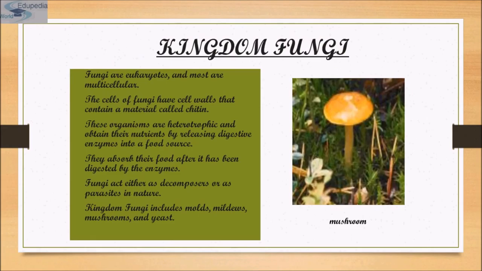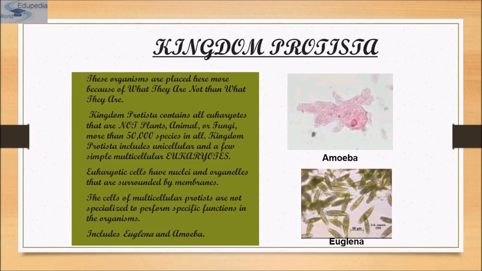Before kingdom Fungi, I would love to tell you about chrysophytes. Chrysophytes are members of Protista. This group includes diatoms and golden algae. They are found in freshwater as well as in marine environments. They are microscopic and float passively in water currents. Most of them are photosynthetic.